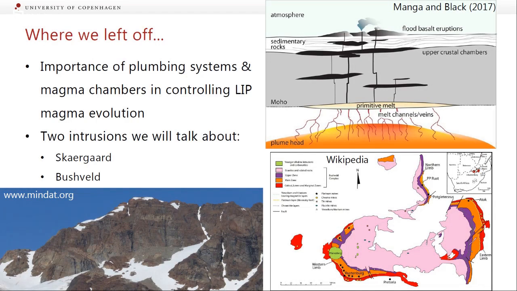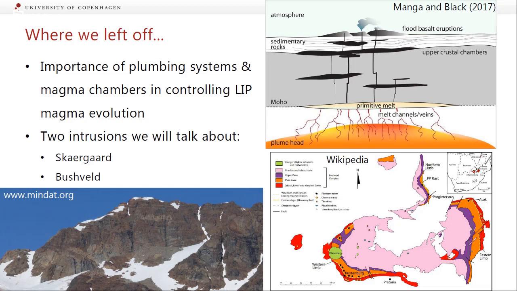cumulate rocks. So at the end of last week, we were talking about the importance of these complex plumbing systems and magma chambers in controlling large igneous province magma evolution. And if you remember, we said that continental flood basalts are usually pretty evolved, but they should be high temperature primitive magmas coming from plumes. And what's happening in between is that they are crystallizing a lot.